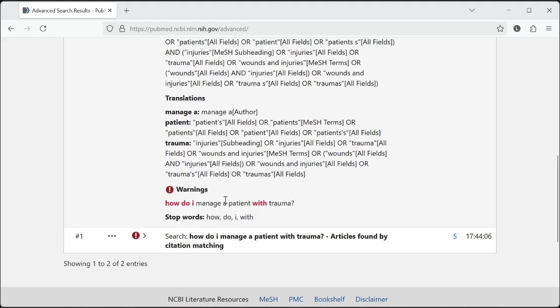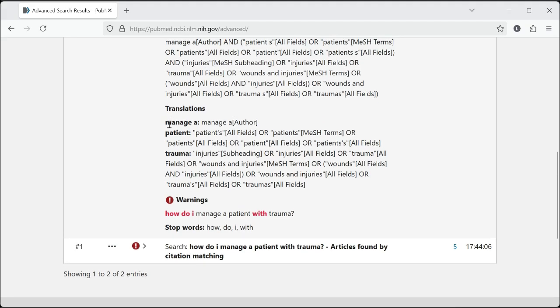So let's go back here. We see that PubMed identified 3 different major concepts, you could think of them as 3 really important things within our question. That's trauma, patients, and manage A. This is really important here. It didn't identify it as manage. It actually sees it as manage A.